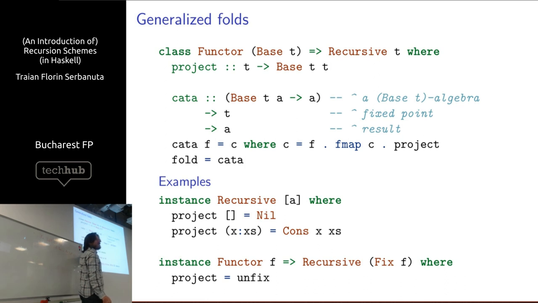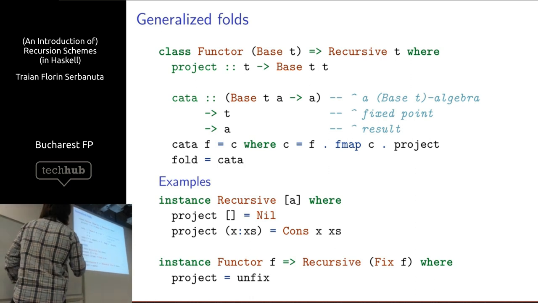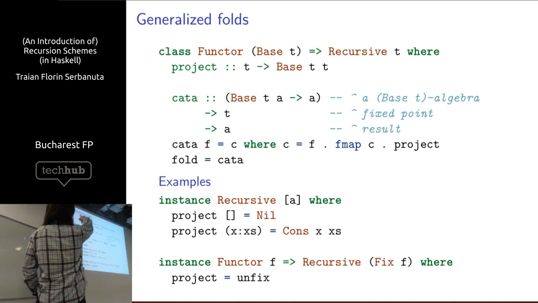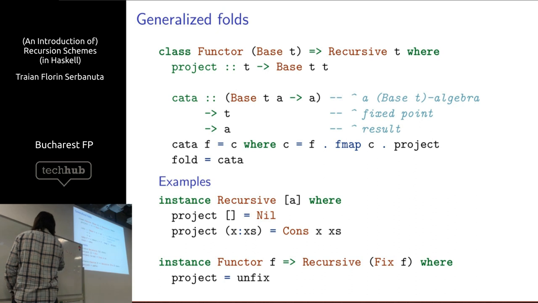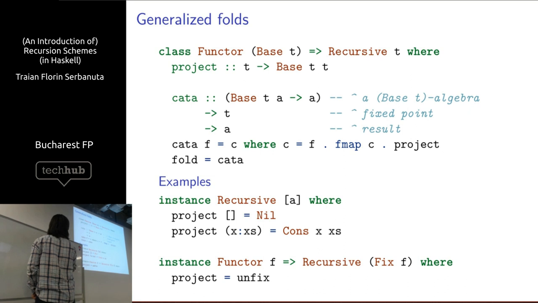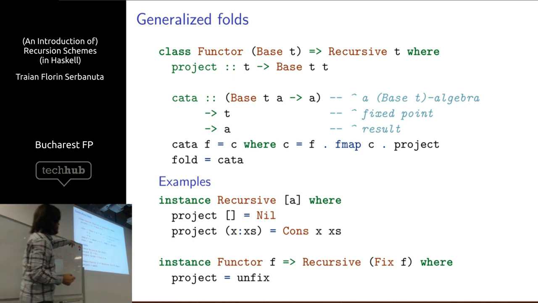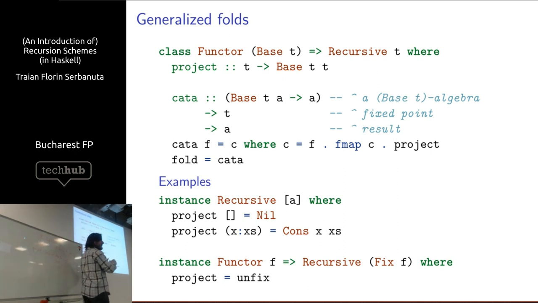Yes, we can write a signature. Since project is from t to base t of t, in this case project would be from list of a, because that's t, to base of list of a. But if we remember, base of list of a was actually list F of a, so this is list F of a and list of a. So project is exactly our project from lists, as you can see from the definition. The definition is the same as the project function we've been using when we talked about lists.